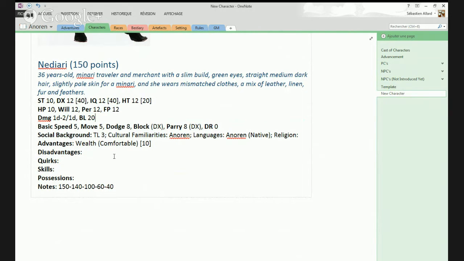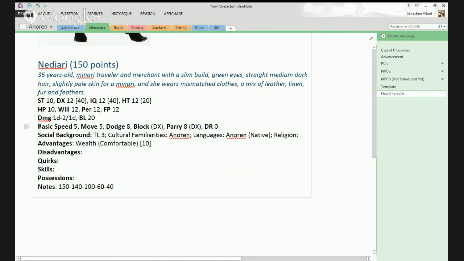But does this feel right with my description? So she's a traveler, she's a merchant, slim build, she's 36 years old. I think I'm gonna save some points. Yeah, I'm gonna save a couple points by dropping her dexterity. Of course, this dexterity stat will have an implication. No, you know what? I'm gonna change my mind. I'm gonna keep it at 12 and live with those consequences.